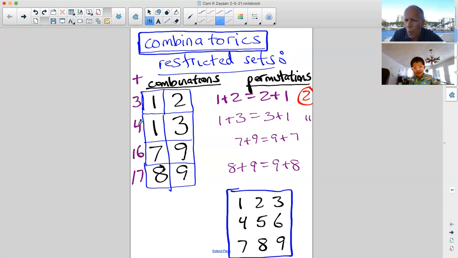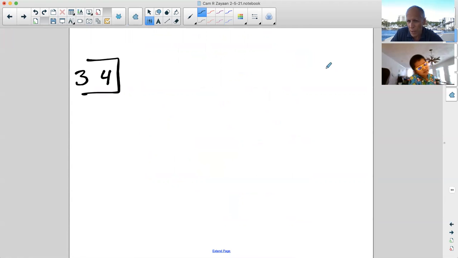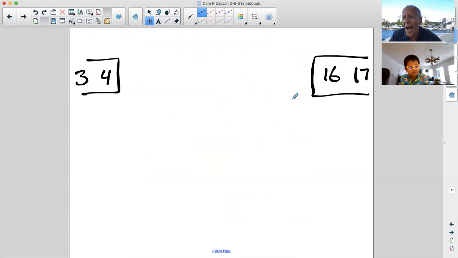Now, I'm going to ask you a challenge question. If 3 and 4 and 16 and 17 have the most restrictions and the fewest combinations, only one combination, what numbers, and remember, I'm going to put 3 and 4 over here, and I'm going to put 16 and 17 over here. What number do you think has the most combinations? Which is the number you would never choose if you were doing Kakuro. What would be that sweet spot right in here? What do you think that number would be?